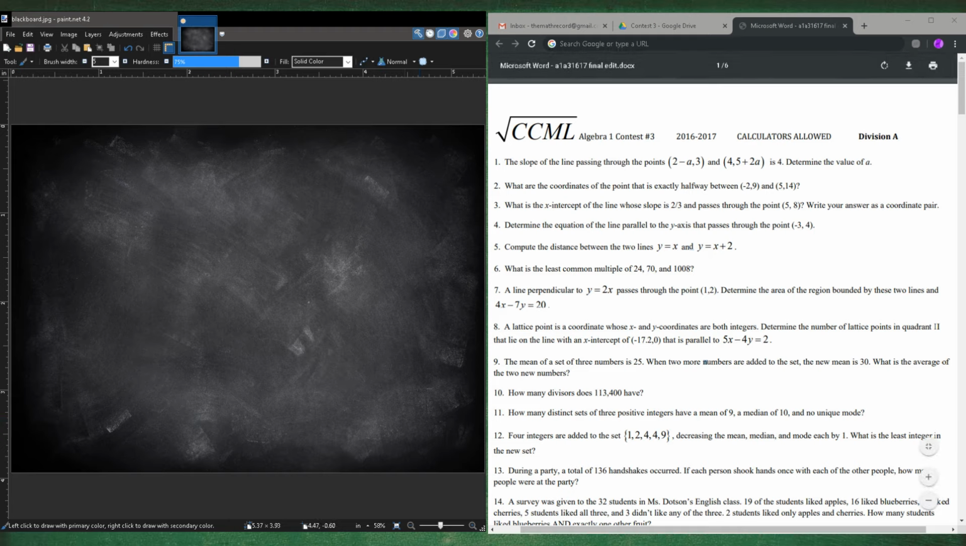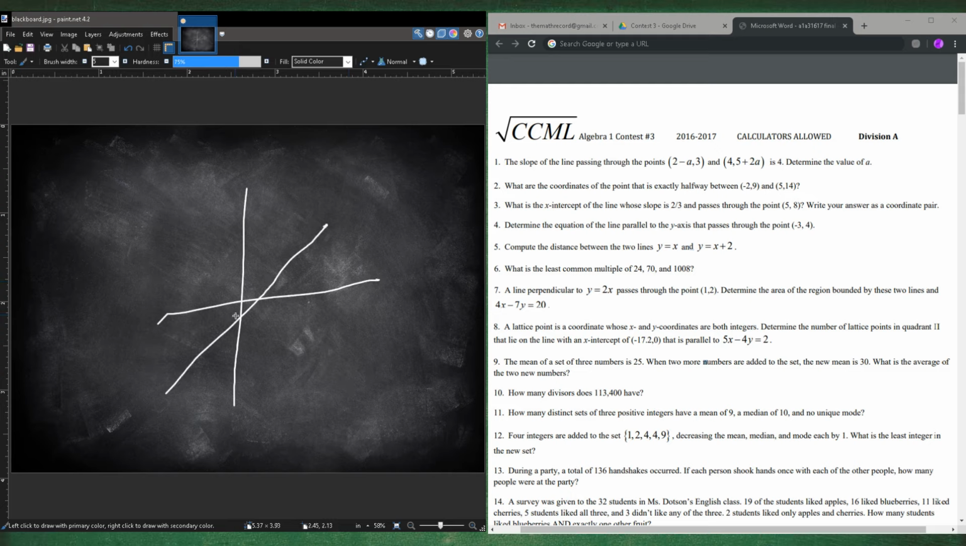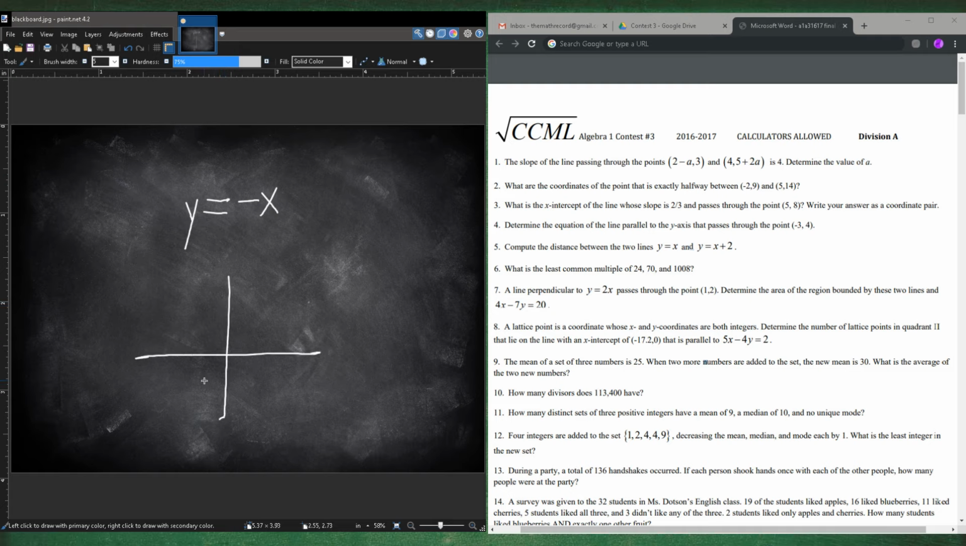Okay, number 5. Compute the distance between the two lines y is equal to x and y is equal to x plus 2. So it looks like this. Y is equal to x goes through the origin, and then another one that's like this. So let's look for a perpendicular slope and then find 2 points. Since the slope is 1, the perpendicular slope would just be negative 1. So a perpendicular line would be y equals negative x, and we draw a picture. It kind of looks like this.